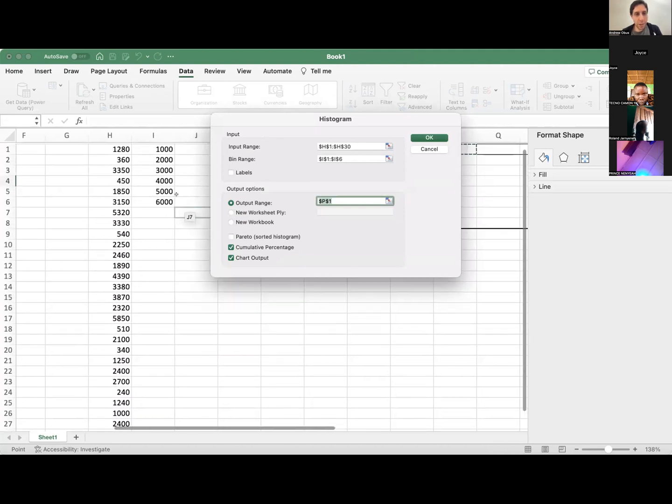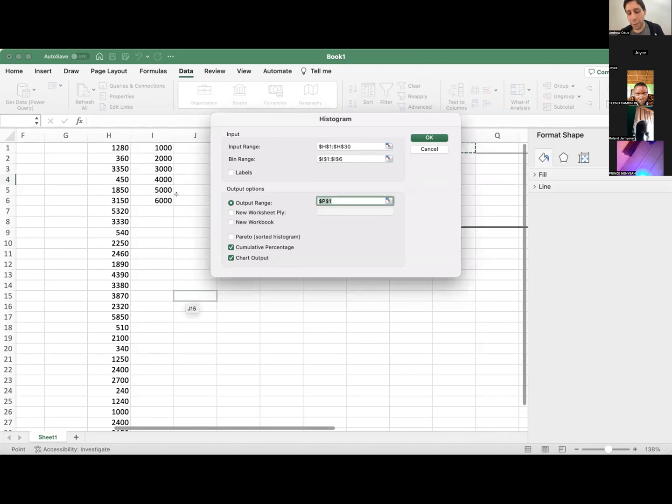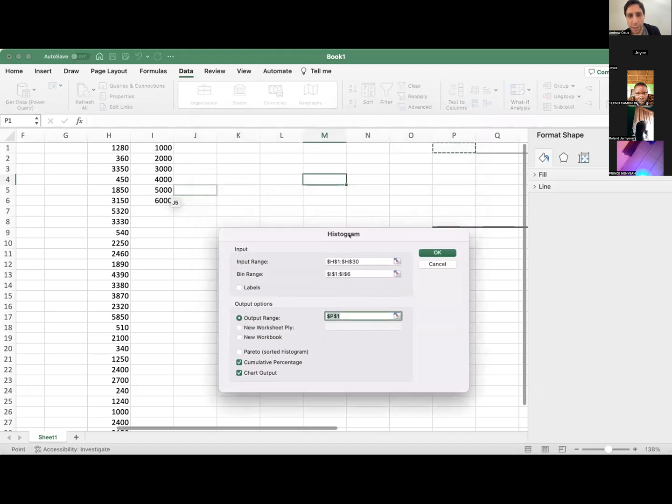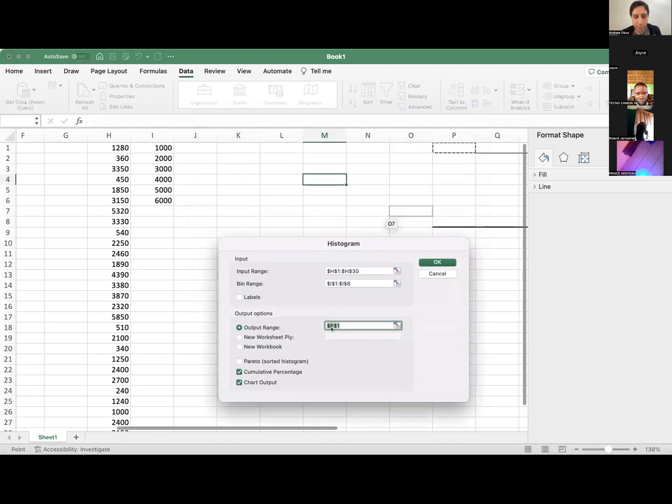Then my bin range. When we say frequency classes, Excel calls them bins. So my bin range is I1 to I6. This tells Excel what all of the classes are. The output range tells me where I want the chart to be printed, so instead of P1, I'll print it in M1 so that it's close to my chart. Let me leave off cumulative percentage for now. Do I want chart output? Yes, I want a chart as well as a frequency table. Now I'm just going to click OK.